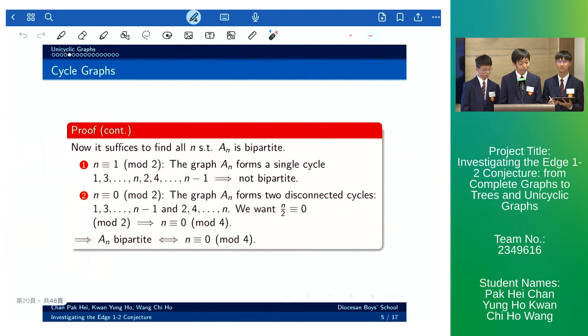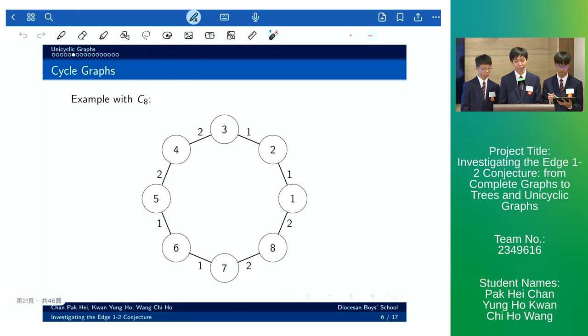When n is odd, clearly A_n is just a single odd cycle. When n is even, A_n consists of 2 cycles with equal length. Therefore, A_n is bipartite if and only if n is 0 mod 4, since the 2 cycles will each have even length. Indeed, when n is 0 mod 4, we can weight the edges like 1122, 1122, and so on. Here is an example with C8. Hence, we are done with cycle graphs.